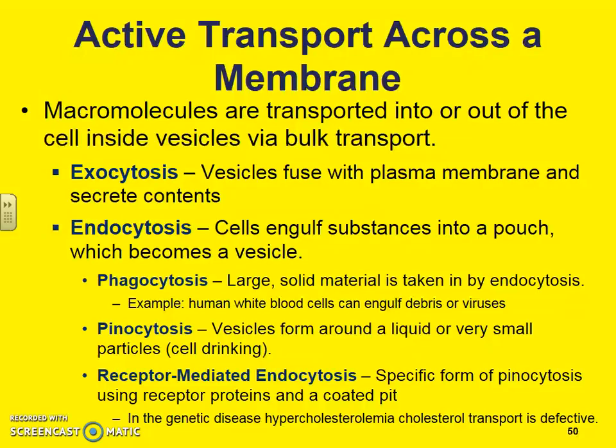Exocytosis is when a vesicle fuses with the plasma membrane and secretes its contents. Exo is out of the cell, so taking something out of the cell and releasing it. Endocytosis is bringing it into the cell, and the cell will engulf the substance into a pouch, and that becomes a vesicle. There are different types of endocytosis. We have phagocytosis, where solid materials are taken in. Pinocytosis is where liquids or very small particles are taken in. Then we have receptor-mediated endocytosis. In this type, it's actually a specific pinocytosis that uses a receptor protein and a coated pit in order to send out a signal for a specific vesicle to be formed.